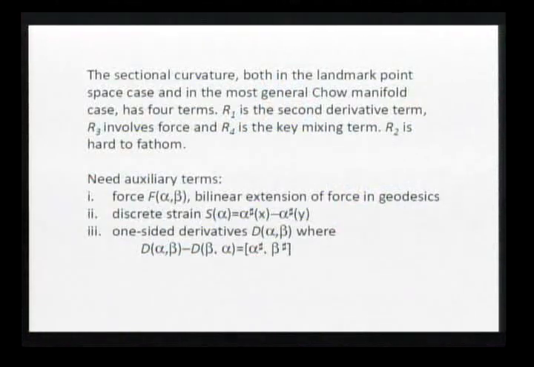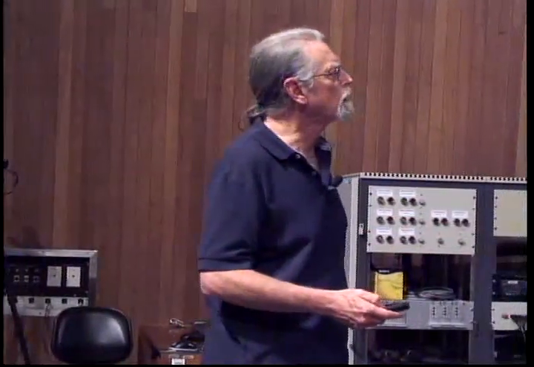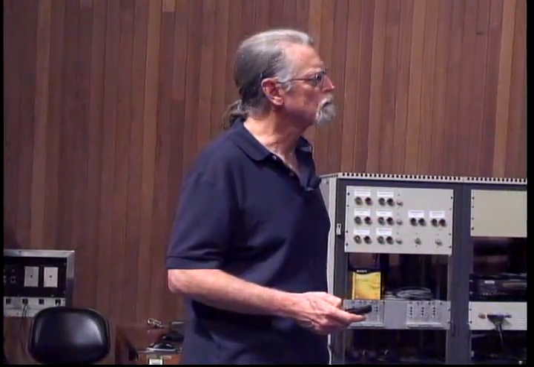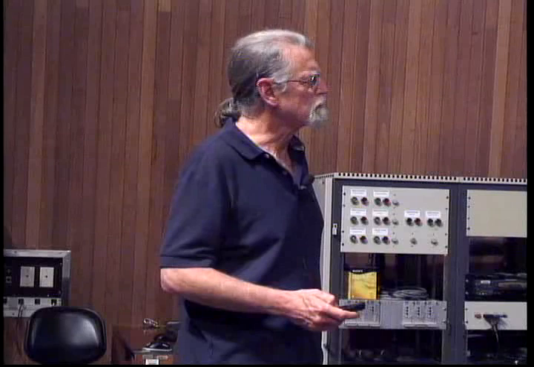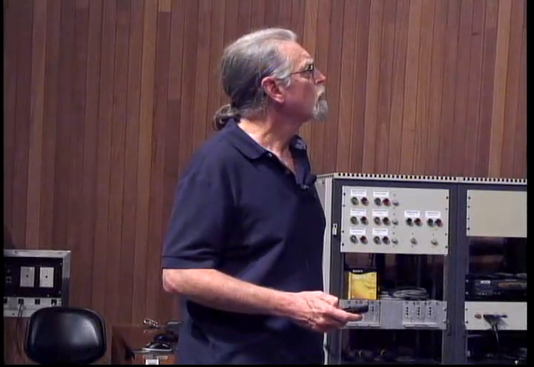I don't know how to state a conjecture, but the question really is about the terms involved in the curvature. I think there should be some theorem that says the curvature is sort of limited in all of these Chauve manifolds and landmark space. And that might conceivably shed some light on things like the Euler equation existence problem.